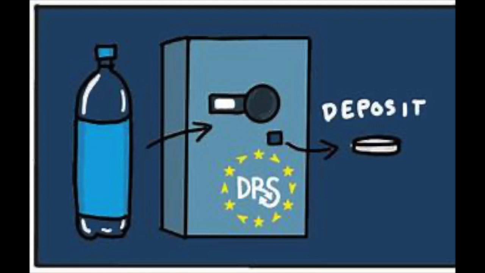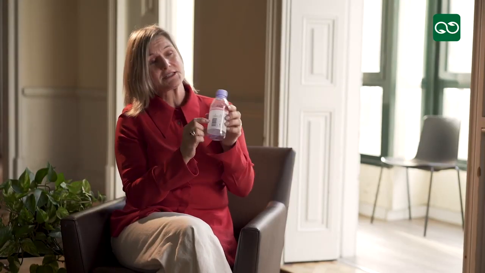So a deposit return system is a system where you purchase a beverage container, and when you're purchasing it, you put down usually 10 cents, and that amount of money is redeemed to you when you return the container to a collection point. Every beverage container, every product has a barcode.